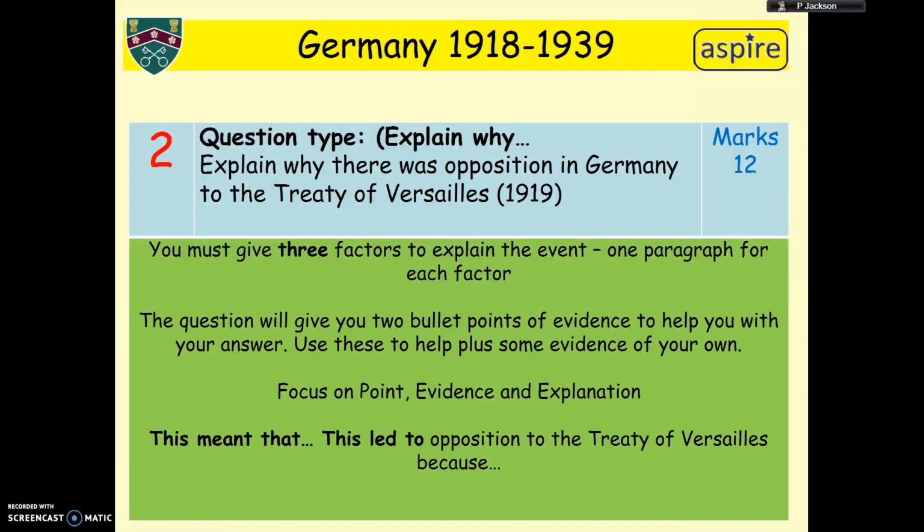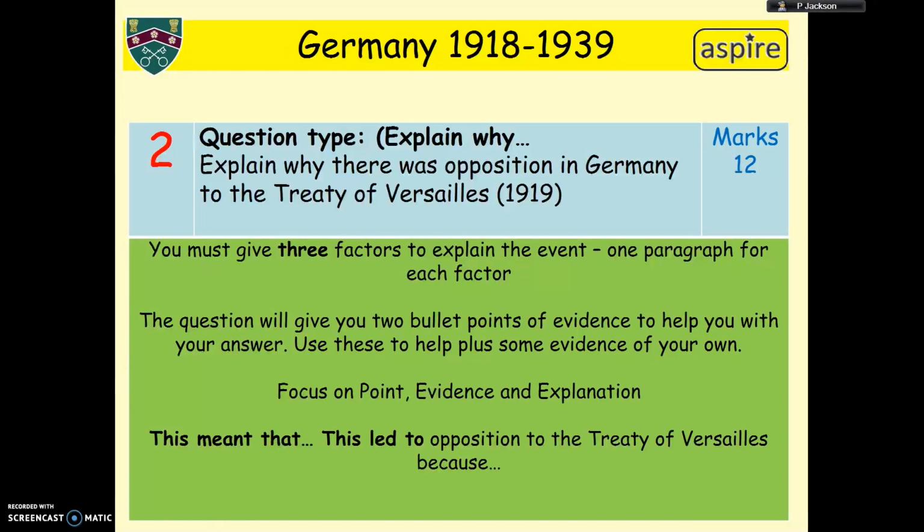So question 2 is an explain why question. This is very similar to the crime and punishment exam. Question 4, which is also an explain why question, and the exam technique is exactly the same. You need to give 3 factors. You need to make sure you use the bullet points, but then you bring in some of your own knowledge as well. Focus on point, evidence and explanation.